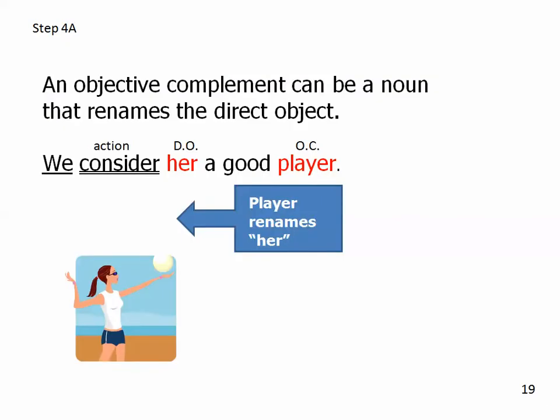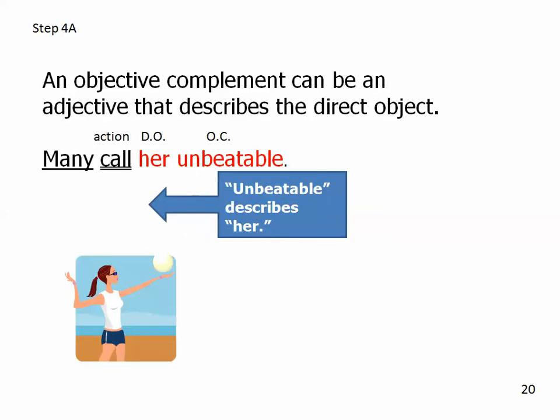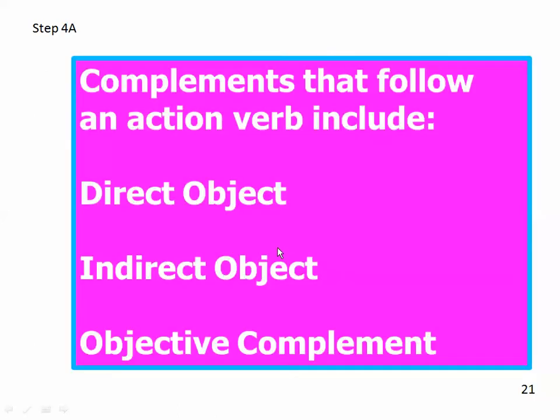An objective complement can be a noun that renames the direct object. For instance, we consider her a good player. The direct object is her, and player renames her. An objective complement can be an adjective that describes the direct object. Many call her unbeatable. The direct object is her, and unbeatable describes her. Complements that follow an action verb include a direct object, an indirect object, and an objective complement.